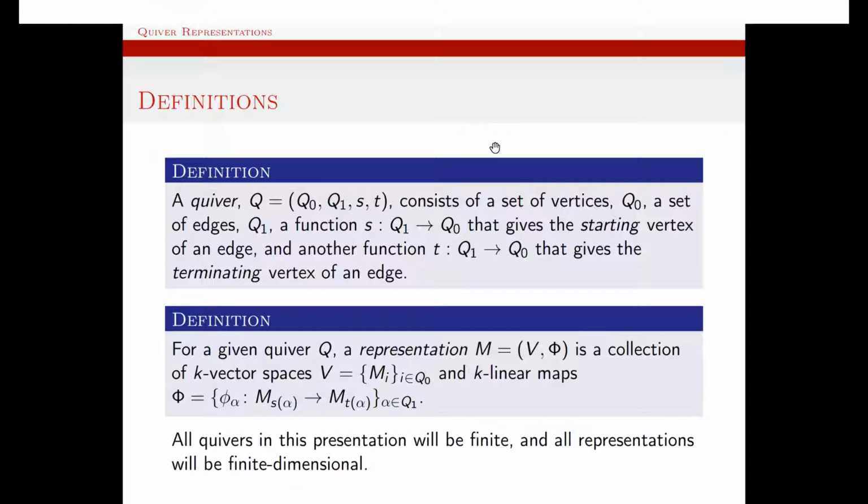Now, a representation of a quiver is a collection of vector spaces over some field k, any field k. Each vector space is associated with the vertices, and then linear maps, one associated with each edge. And all quivers in the first part of this presentation, before the topological data analysis, will be assumed to be finite, and the representations will be finite dimensional.